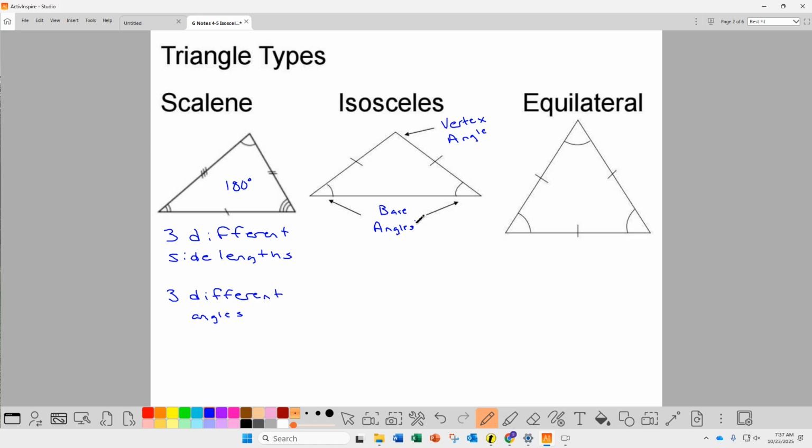So in an isosceles triangle, you've got... Please wait for a minute. I'm talking. I know that, but I'm talking. Please don't talk when I'm talking.